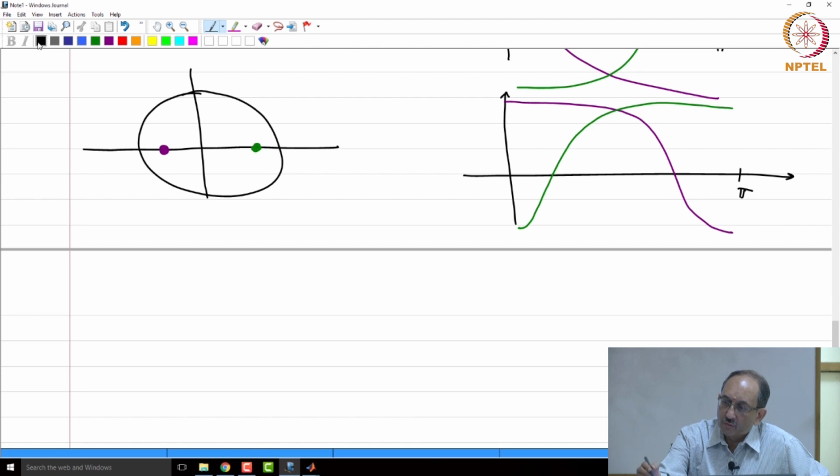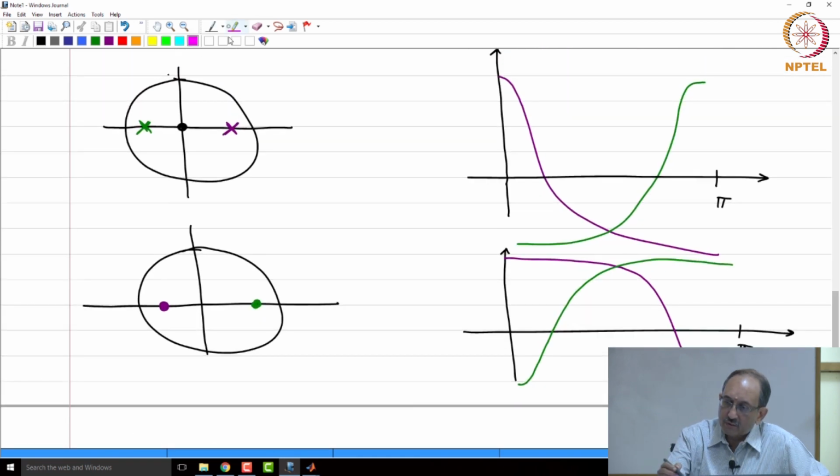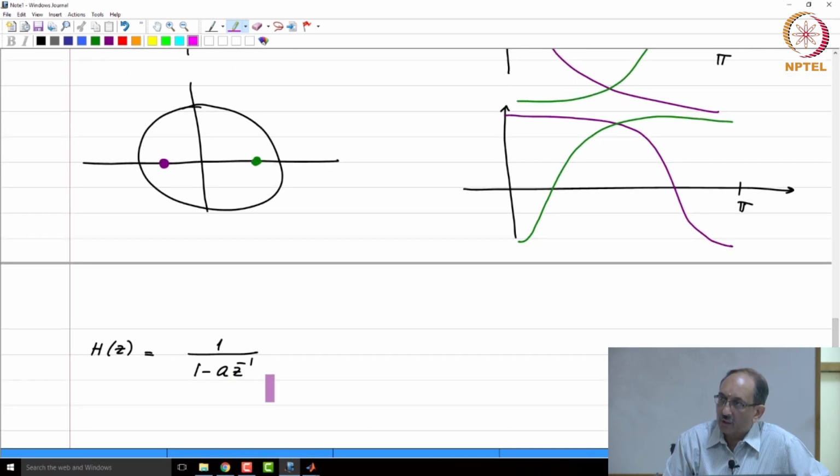Now, if you look at some actual numbers, we can think of H of z. Let us look at the low pass filter case. If you are going to realize this using a single complex pole, then the transfer function has to be of the form 1 by 1 minus a z inverse, where I am assuming a is real valued and a is between 0 and 1. Therefore, the pole is at a, so that corresponds to this case here. The pole is at a and I am assuming a is between 0 and 1. So, this is a low pass filter.